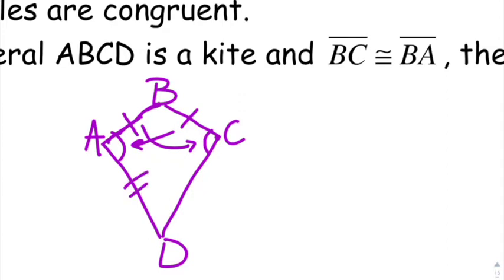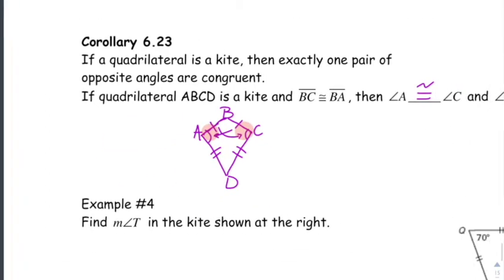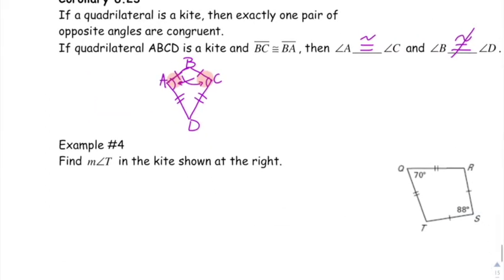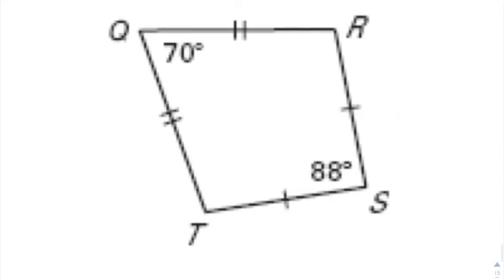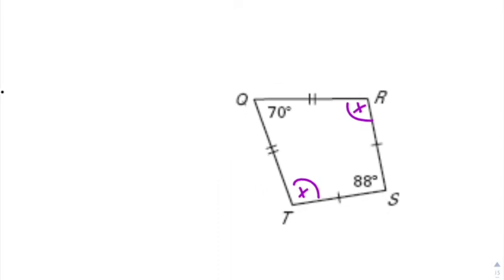So the way I think about it, it's always in between the two non-congruent sides. Those would be your congruent angles. So we'll actually use that down here and to the right here. So here's a kite. They drew it out for us. They labeled which sides were congruent. So like I was saying, those two angles should be your congruent angles. So angle R is congruent to angle T.